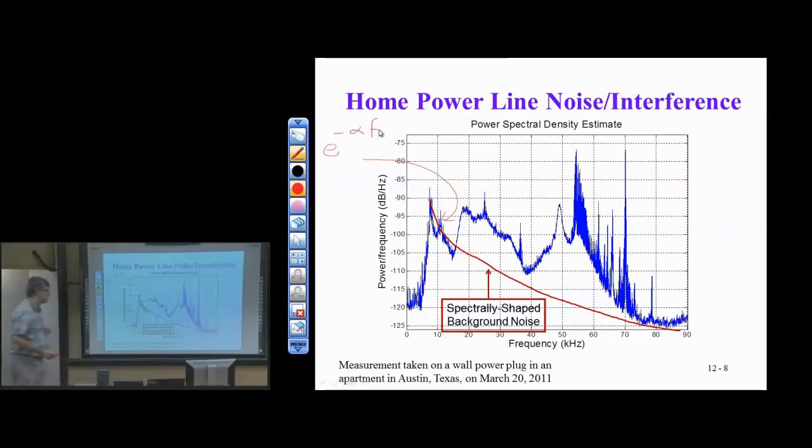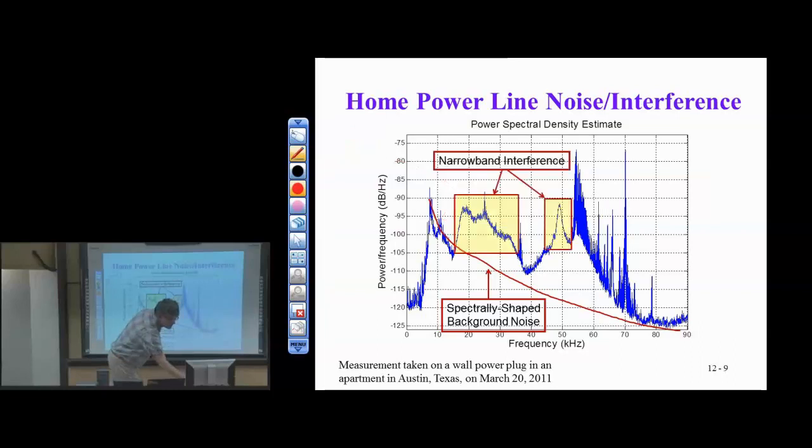All right, some exponential decay with frequency. And there's a scalar in front of this. Okay, so that's one part of the spectrum. There's also narrowband interference, which we've talked about. And again, if there's any harmonic structure, it's probably from a switching mode power supply or more than one.